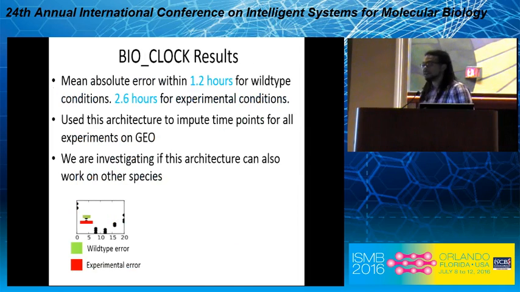We had a mean absolute error within 1.2 hours for wild-type conditions and 2.6 hours for experimental conditions. We then used this architecture to impute the times at which GEO experiments were carried out. We would also like to note that these error rates are well within the standard sampling rate for a lot of circadian experiments, which is about 4 hours.